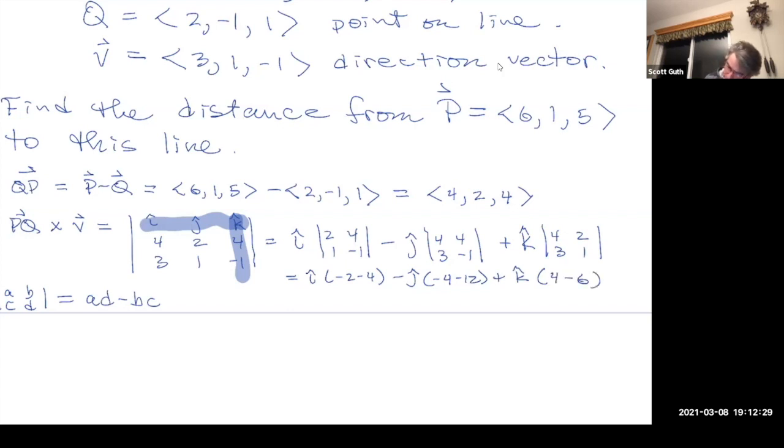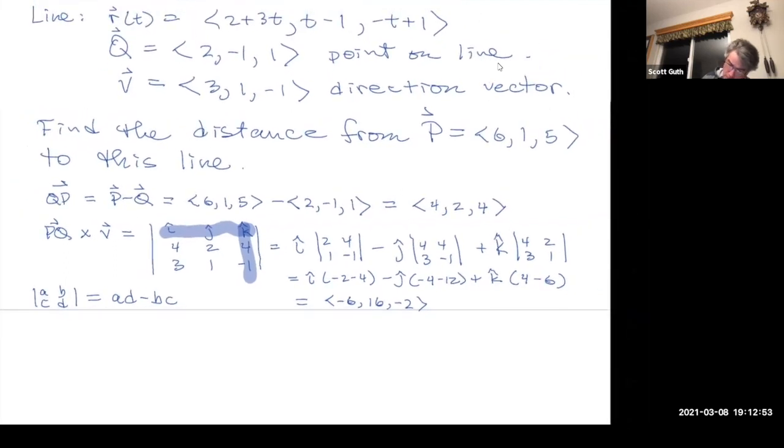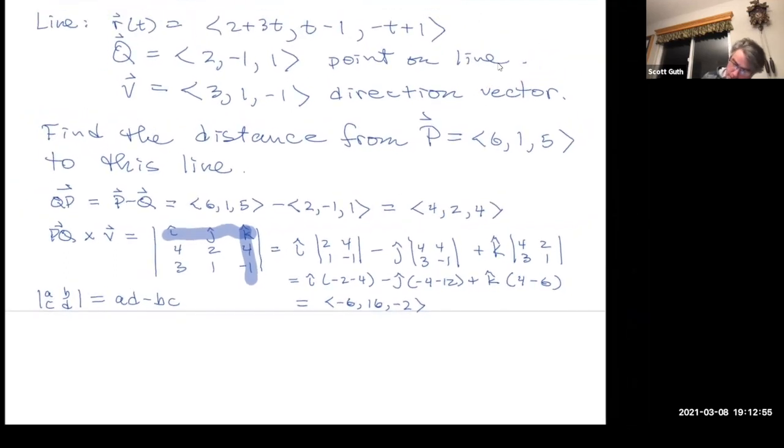Okay, so it's a lot of negativity here. So I'm going to write this in component form now. So it's going to be negative 6, comma, negative 4 minus 12, negative 16, make it positive, so positive 16, comma, 4 minus 6 is negative 2. And so that's my normal. I guess it's perpendicular to these two vectors, but I don't care about that. What I care about is the magnitude, which is what gives the sine of the angle.